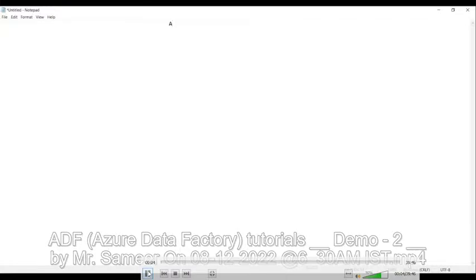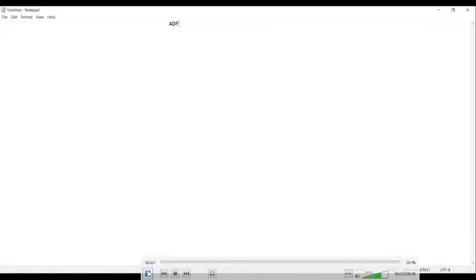Okay, let's see ADF. So what is ADF? Okay, guys, ADF stands for what? Azure Data Factory. Azure Data Factory is nothing but a service. What is it? It is a service.